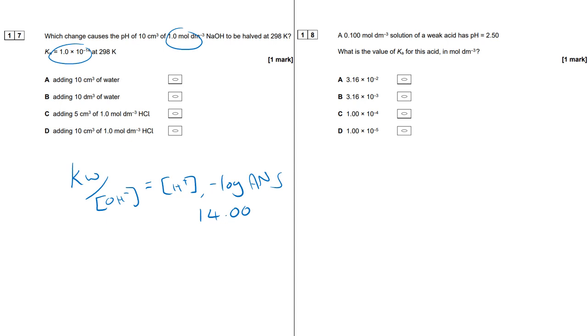So how do we go from 14 to pH 7? So essentially we need to remove all of the hydroxide ions, we need to make it completely neutral for it to be pH 7 at 298 Kelvin.